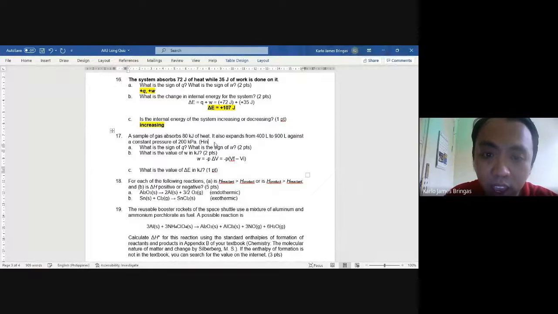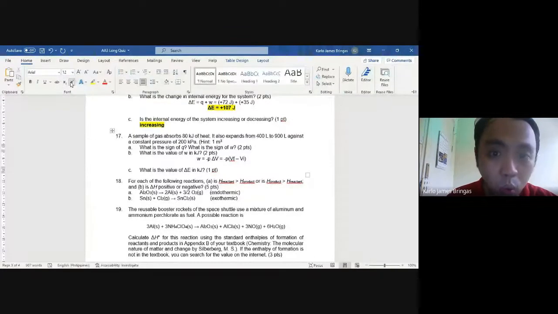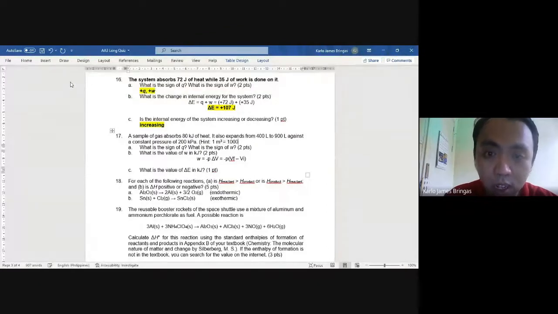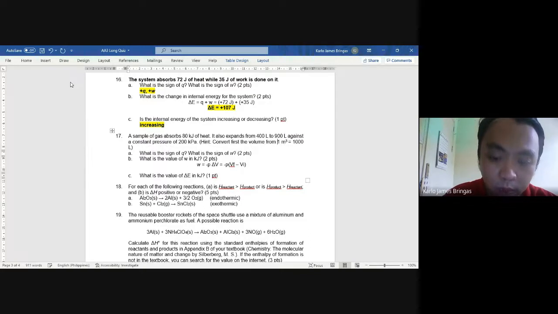So you were given a hint in here. So in the hint that was given to you guys, we know that 1 cubic meter is actually equal to 1,000 liters. So we need to convert first the volume from liter to cubic meter.